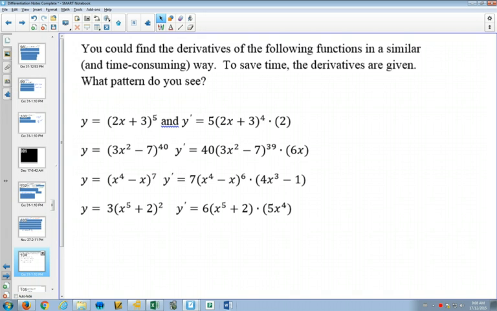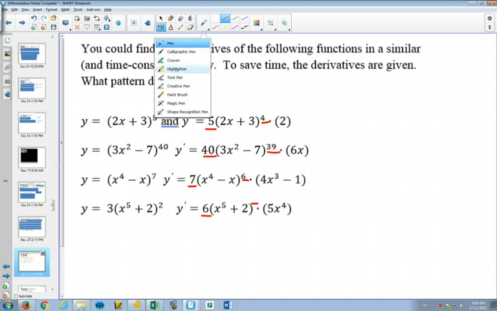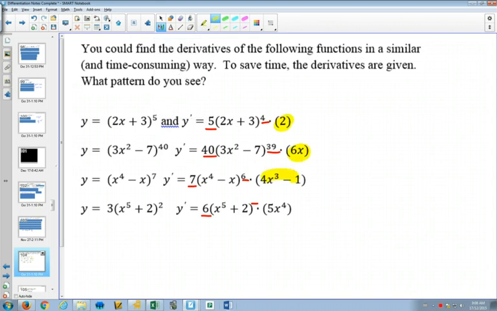How is your pattern looking? Is it looking like we're doing our power rule first? The number coming in front, subtract 1 from the exponent. Number coming out in front, subtract 1 from the exponent. It seems to be happening. What about this part? Is that fitting the pattern that you saw? Where does this come from that we multiply afterwards? Does that come from the derivative of the inside function? Yes.